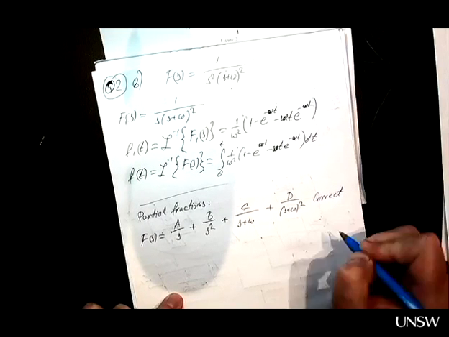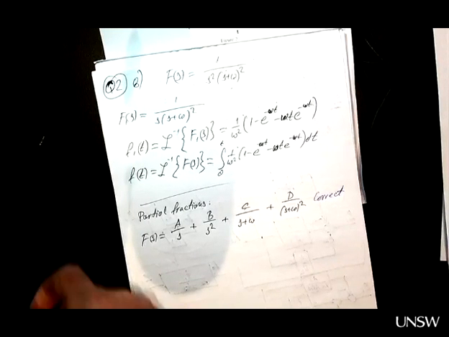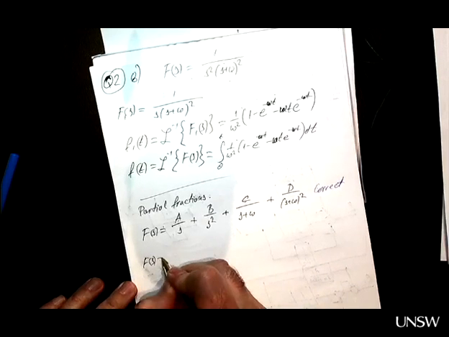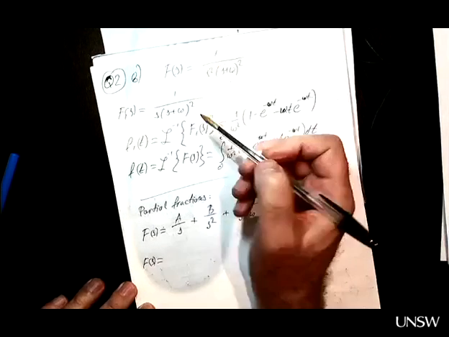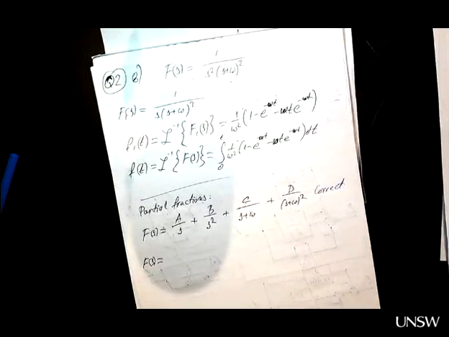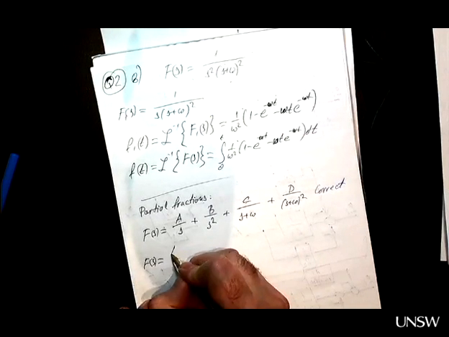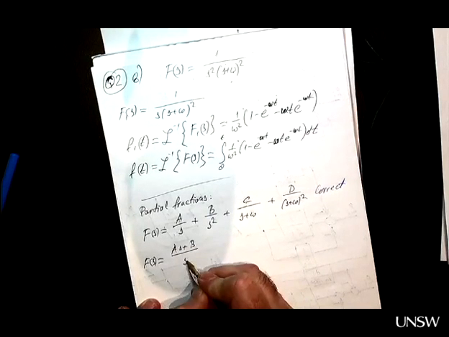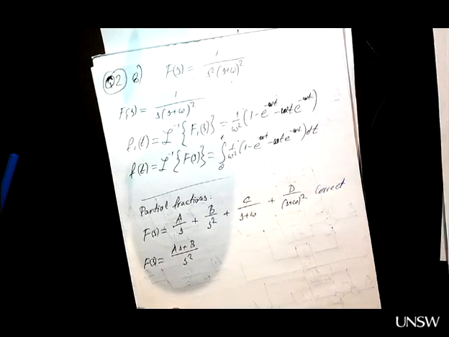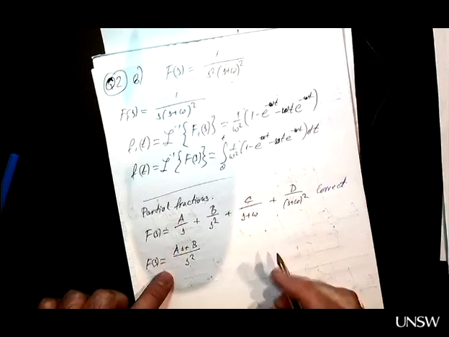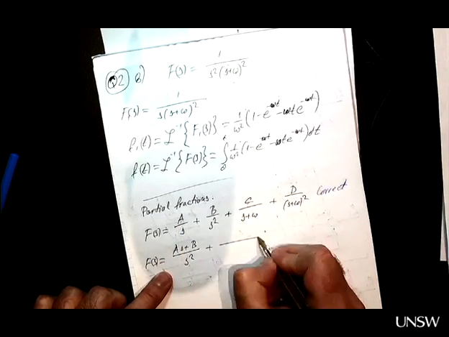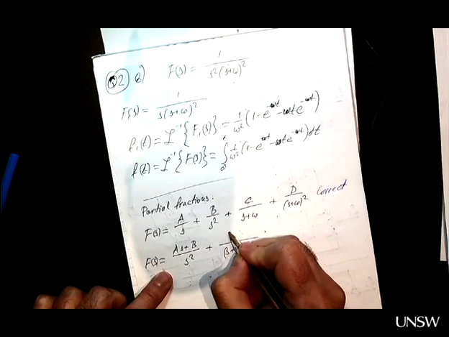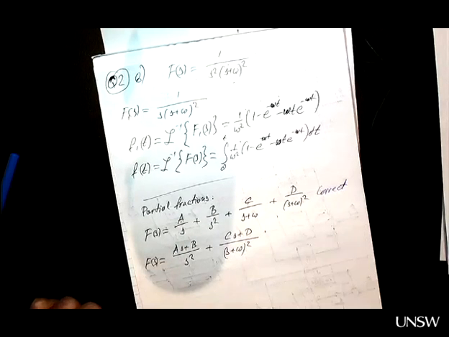Or the other option, which is also correct, is to go like this. s squared is effectively a second-order polynomial. So we have to put a first-order polynomial in the numerator, As plus B. But that's effectively the same as these two, okay? And then plus, again, second-order denominator, first-order numerator, Cs plus D. This is also correct.